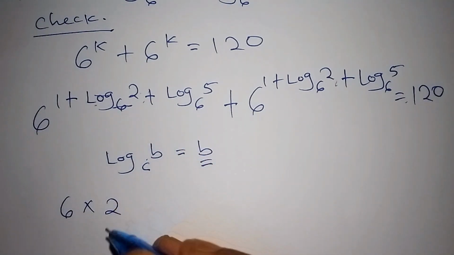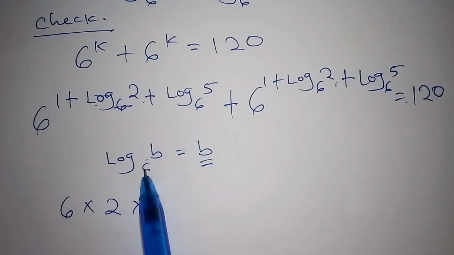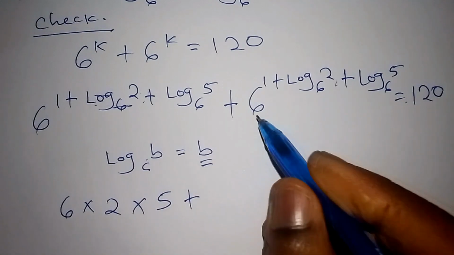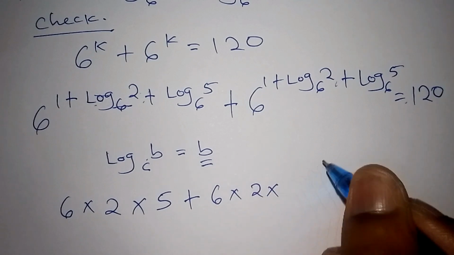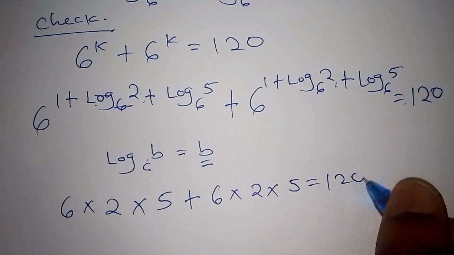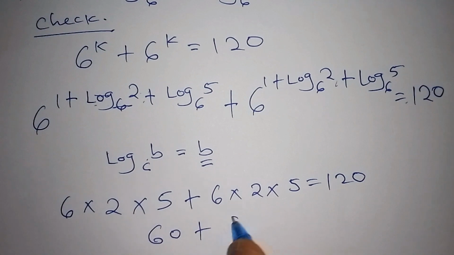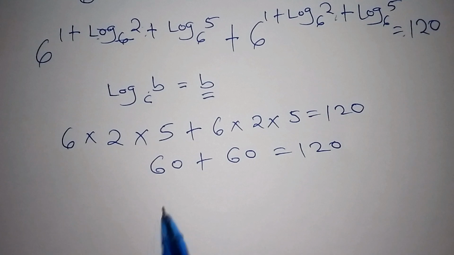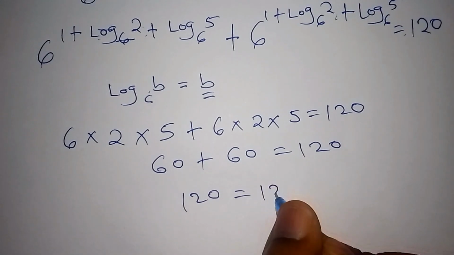Then here we shall still have the addition sign. So according to the law of indices, this is equivalent to this. So now we shall have 5. So times 5. Then plus, similarly, we shall have 6 multiplied by 2 times 5 is equal to 120. So 6 times 5, 6 times 2 is 12, 12 times 5 is 60. So now we shall have 60 plus 60 is equal to 120. Now, from here we say 60 plus 60 is 120, which is equal to 120.